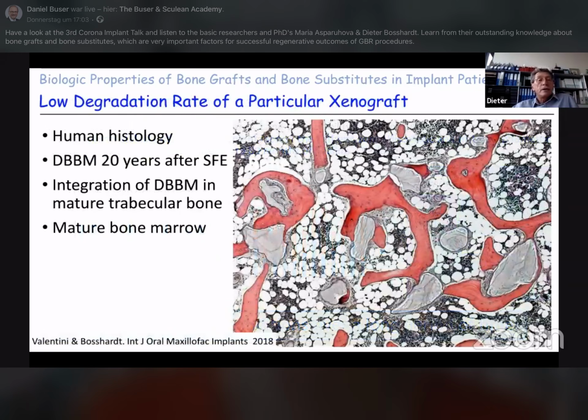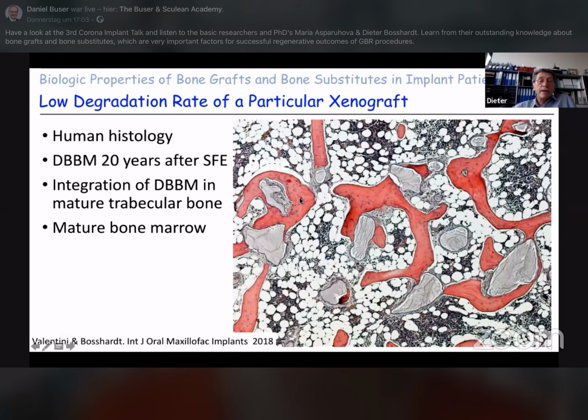Right. And also here we had two years ago published a case report of a human histology that was sinus floor elevation. 20 years later, the augmentation was produced here with BIOS. And what you see here very clearly is all the gray particles. These are the BIOS particles, partly or totally integrated in this new bone here.